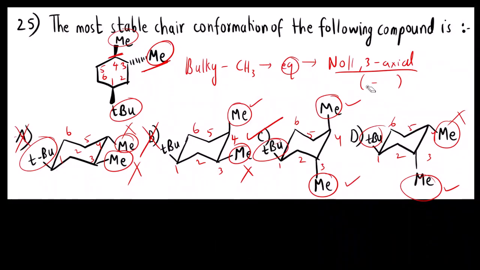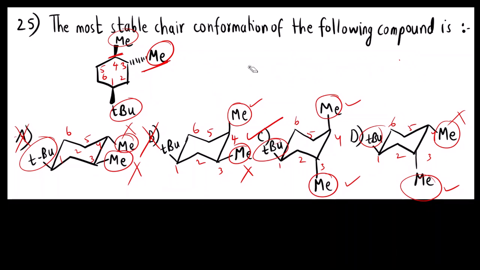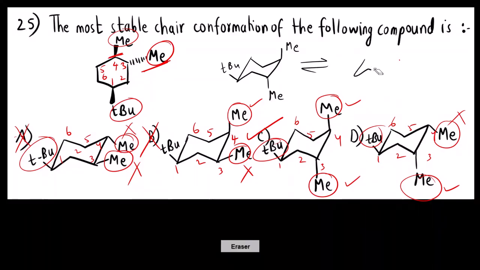Okay, so now you might be wondering why this is stable, since both are axial positions. Suppose I draw the other isomer. Here I have drawn this isomer, with methyl above the plane, this methyl below the plane, and here we have tertiary butyl. Let us do ring flipping and see what we get. Ring flipping means this portion will come down and this portion will go above.